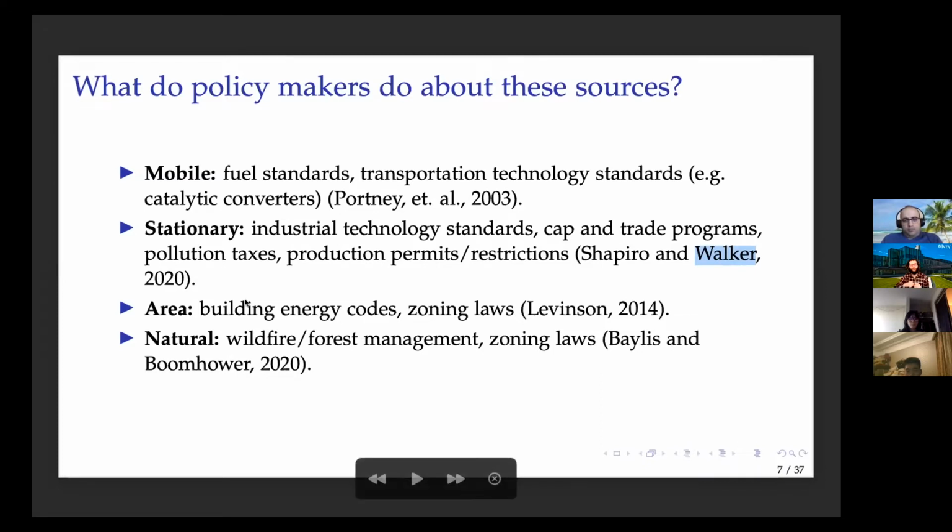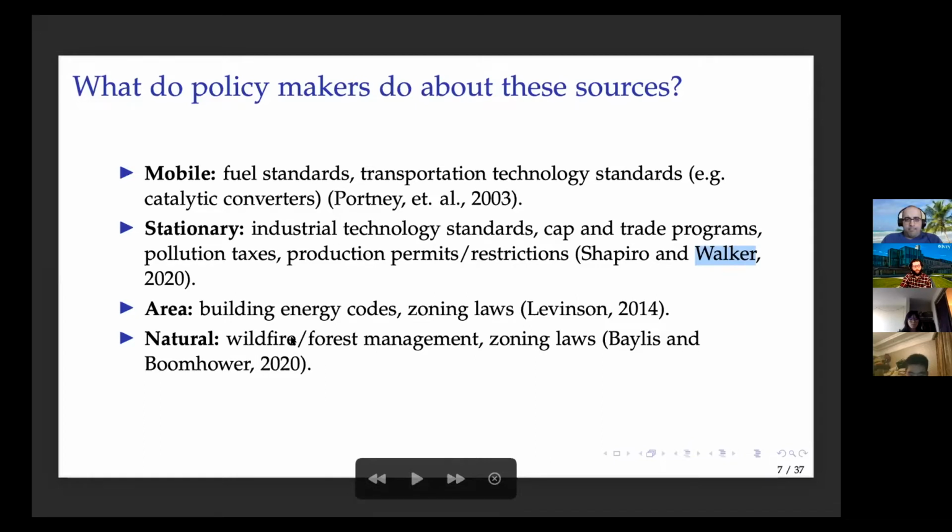When we think about the way we use area and the way the landscape affects air pollution, we even have policies in place here. Building energy codes, so thinking about cities and trying to make them less energy intensive and thus creating less pollution. Even zoning laws, where you can or cannot build. It can be both directly related to limiting the source of pollution, as well as changing where you're exposed to pollution. And then lastly, we even do things to try to manage natural sources of air pollution.